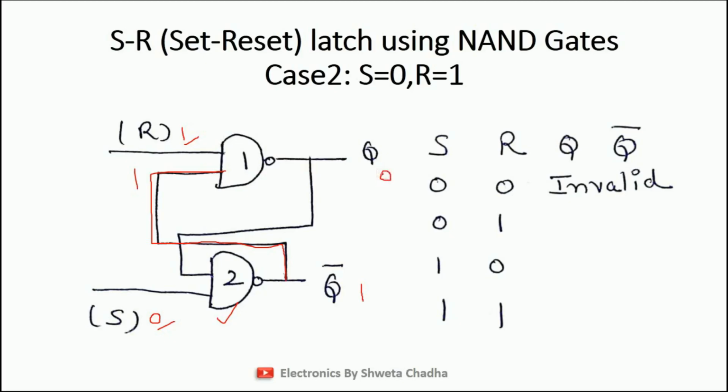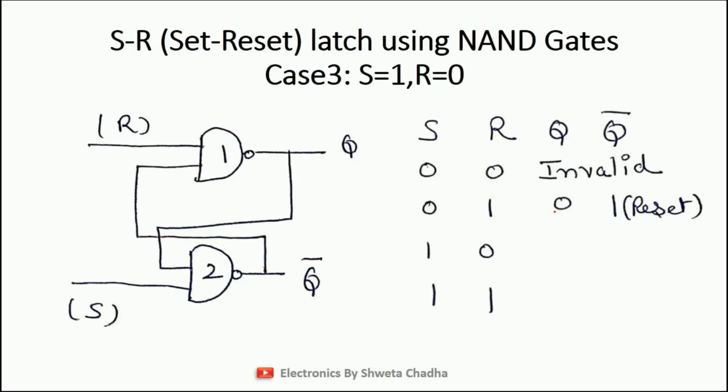So this is known as our 0, 1 condition. Output is 0, 1. And this is known as reset condition. Why reset condition? As you can see, your reset is high, so the output is reset. Reset means 0. And Q is our main output signal. Hence, this is known as reset condition. Case number 2.